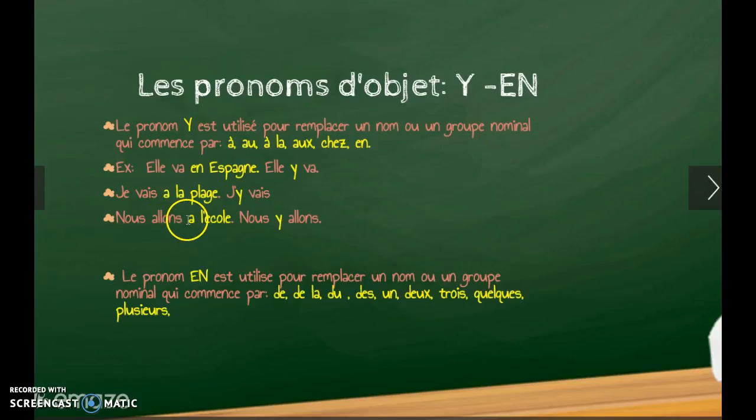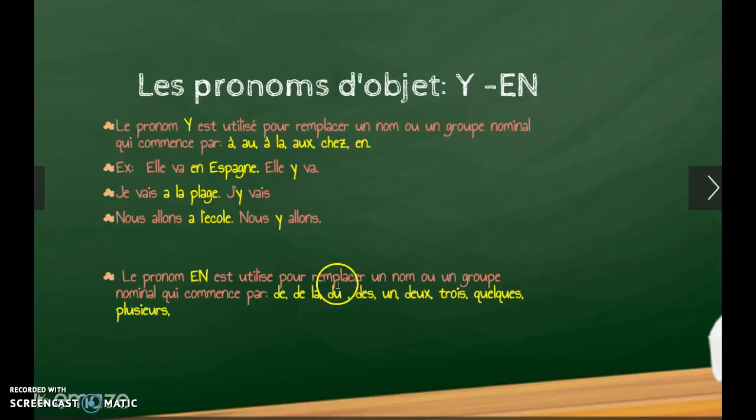Nous allons à l'école, the third example. We go to school. So I'm going to replace à l'école by y, and same thing, I'm going to put that pronoun y before the verb. Nous y allons.